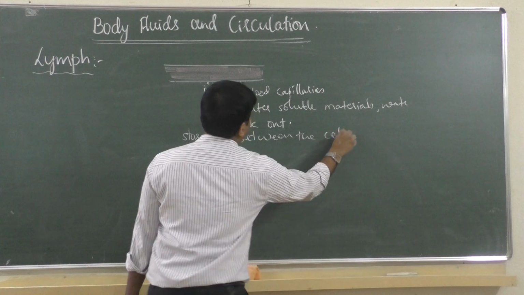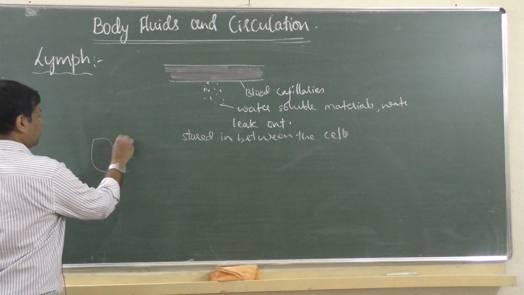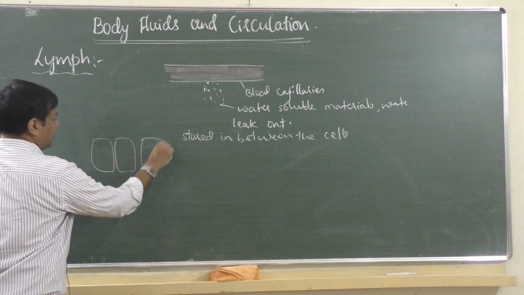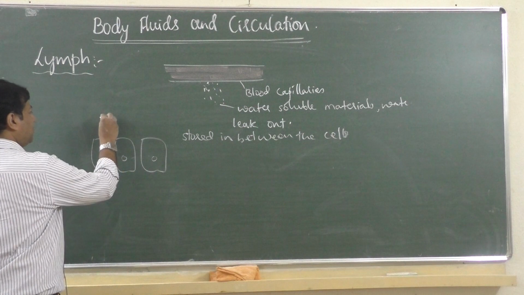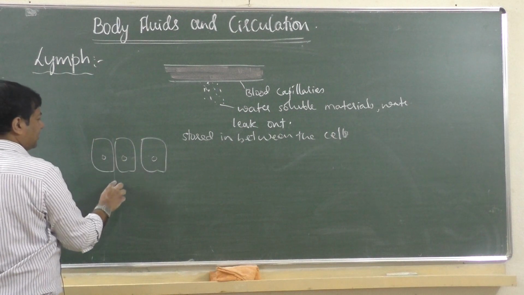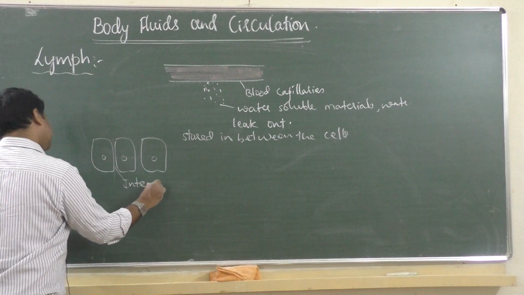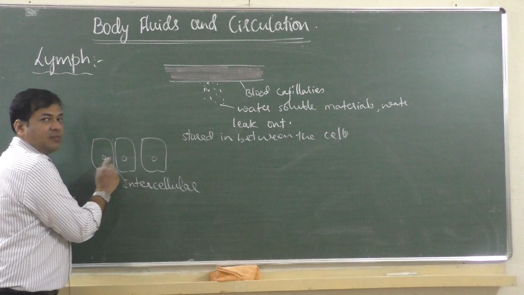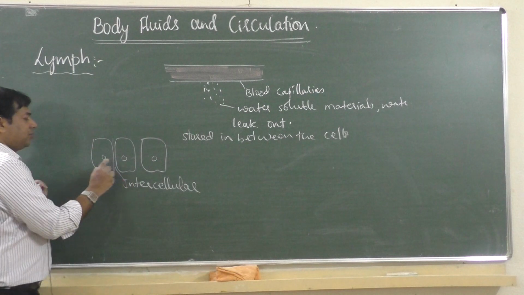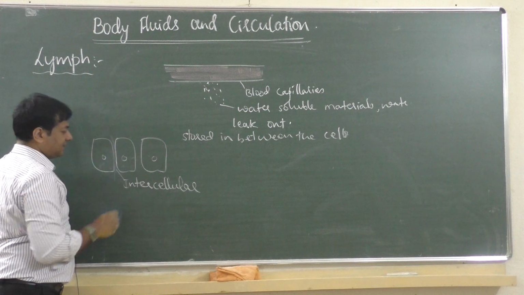Suppose this is a cell and this is one more cell, and this is one more cell, three cells are there, with nucleus. In between the cells a gap is there, no? That is called intercellular space. The name itself says: inter means in between, cellular means cells, the gap or space between two cells is called intercellular space.